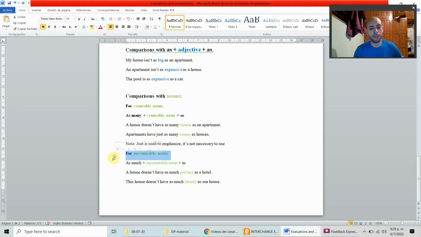So for uncountable nouns now, we use as much. We have seen this before: many for countable and much for uncountable. As much, uncountable noun, as. Again, a comparison of equality. A house doesn't have as much privacy as a hotel, meaning that the house is not as private as the hotel. It doesn't have the same privacy.